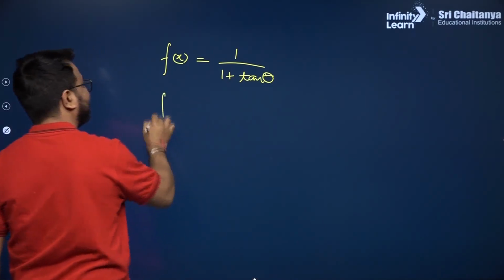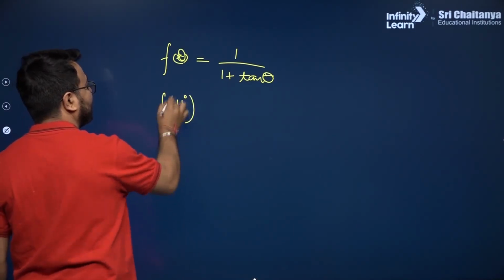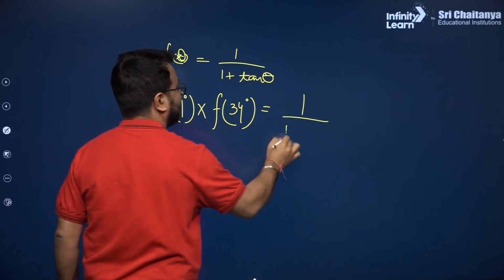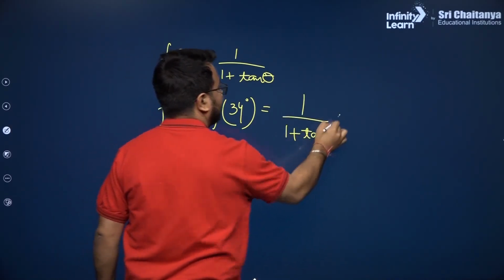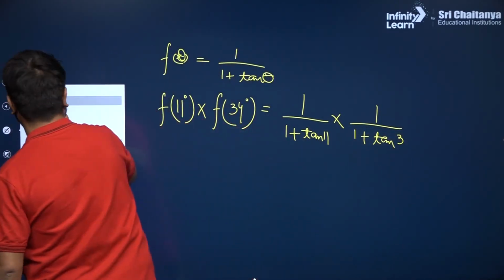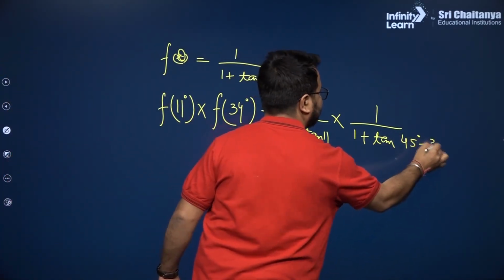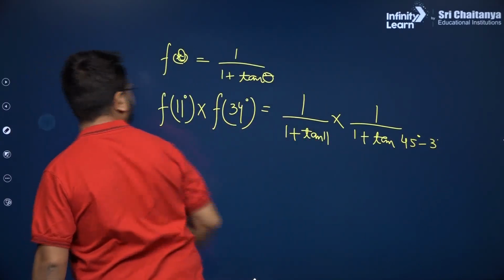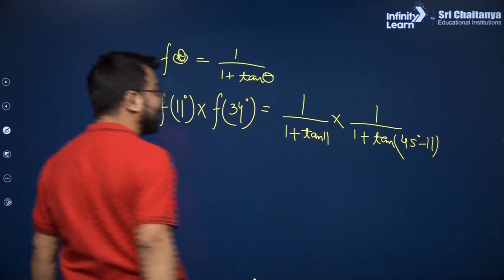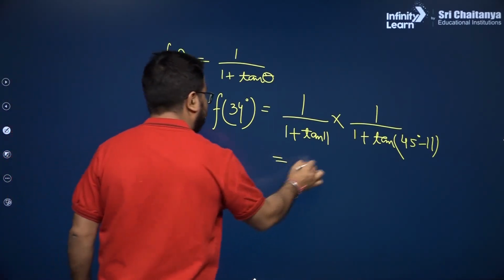Now in the same function, if I substitute 11 as well as 34, so here we have f of 11 into f of 34. Then what we will do? So it will be 1 upon 1 plus tan 11, and it will be 1 upon 1 plus tan 34. This 34 can be converted into 45 minus 11, so that we can actually convert it into the same expression. Okay, so I am writing here 34 as 45 minus 11. Now we have tan A minus B, and tan A minus B will be written as tan A minus tan B upon 1 plus tan A tan B, and after converting it into the same expression.